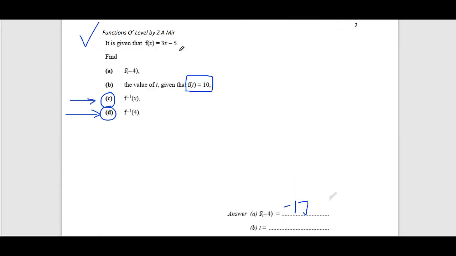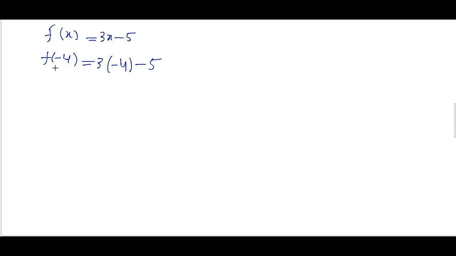In the next question, f of x is 3x minus 5 and we have to find f of minus 4. We have already done such a question, and what we have to do is plug in minus 4 in x. So it is 3 times minus 4 minus 5. And after simplification, f of minus 4 is minus 17.